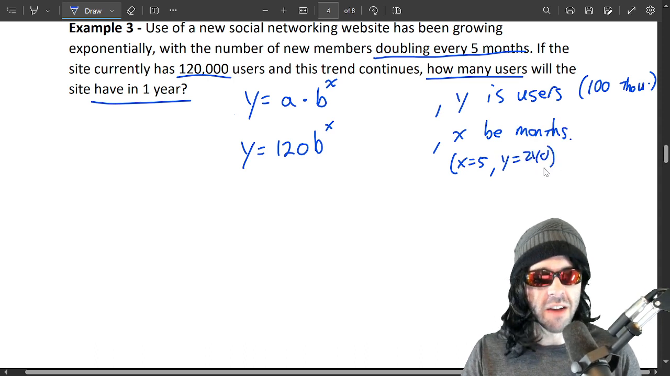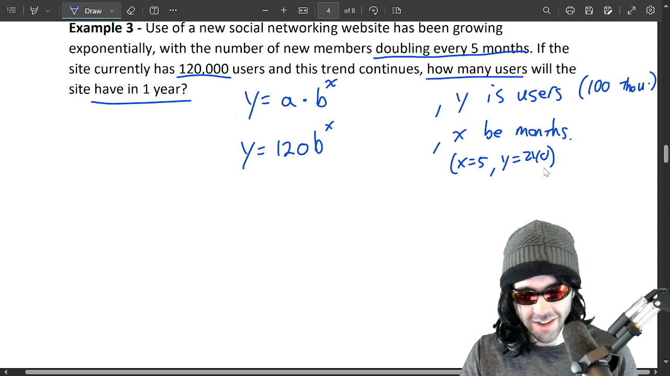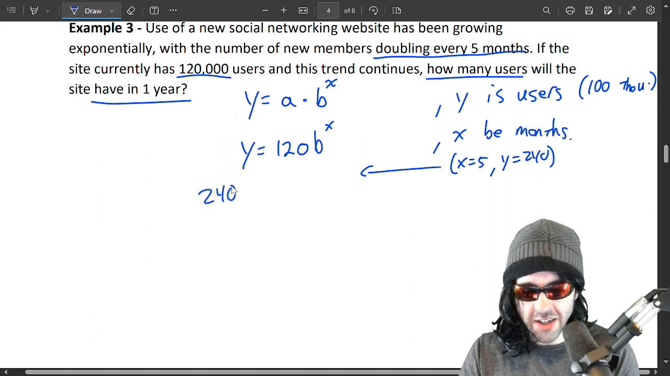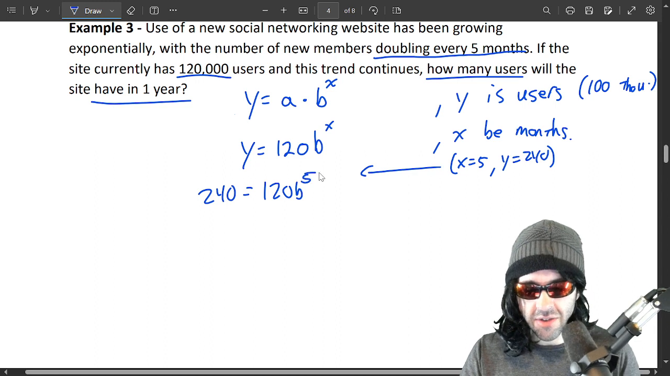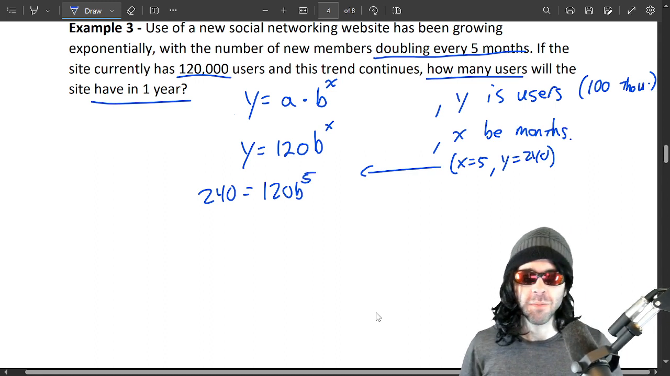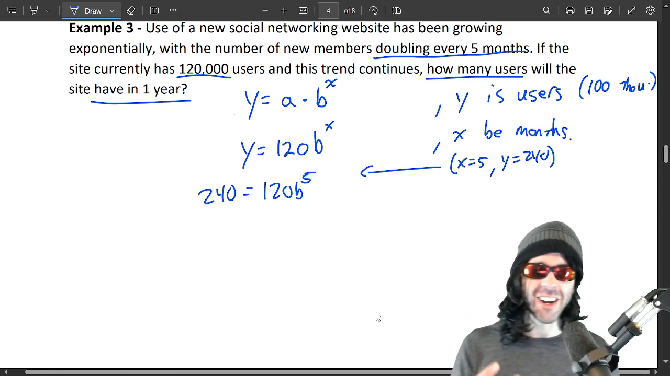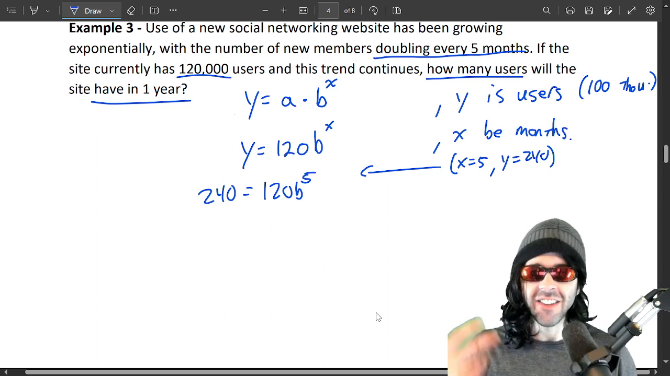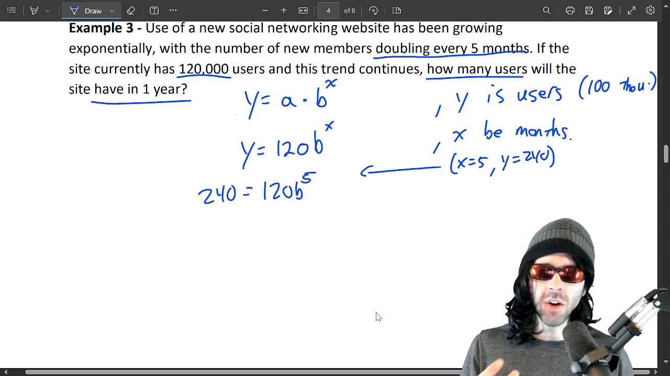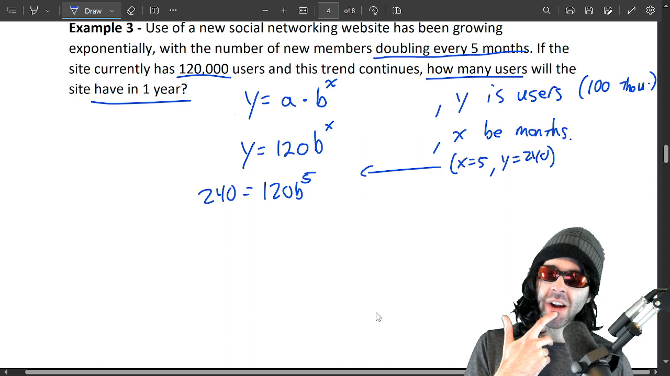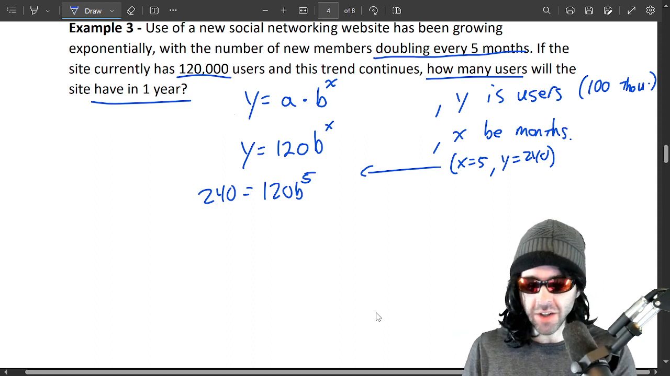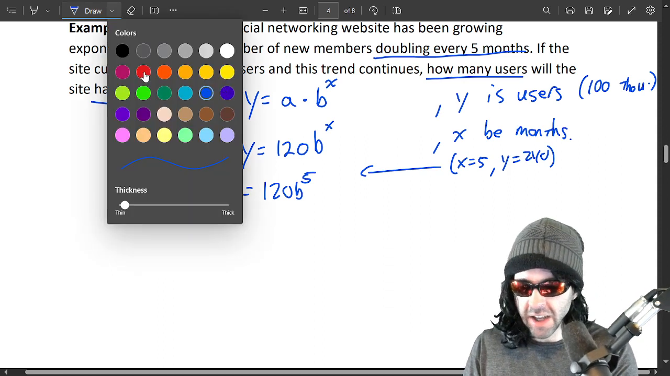I know we're doubling every 5 months. We can solve for b, right? Let's plug that in. When y is 240, x is 5, we can find out what b is. This is not an exponential equation anymore, actually. This is a polynomial equation. But the idea is very similar.